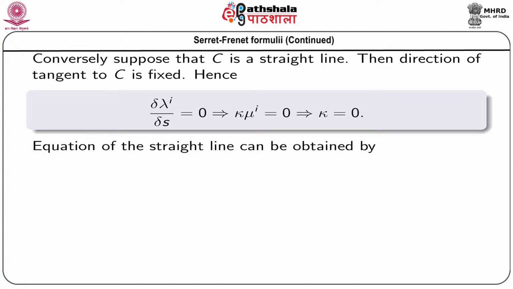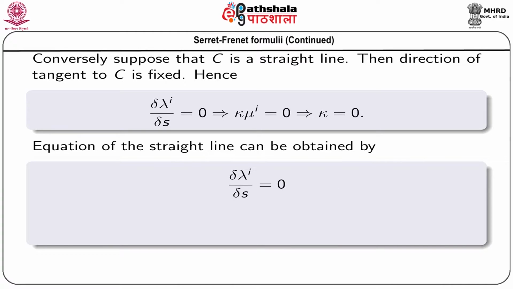Now, how to find the equation of the straight line? Let us see this one. Now, from the equation dλ^i/ds equals 0, if we apply the definition of intrinsic derivative, we have λ^i_,k dx^k/ds equals 0.